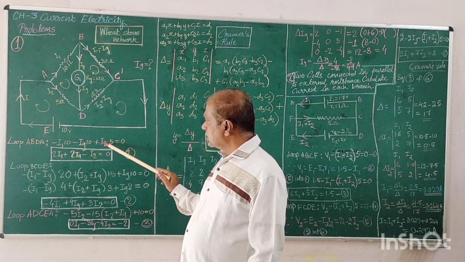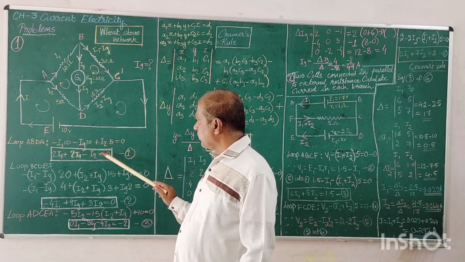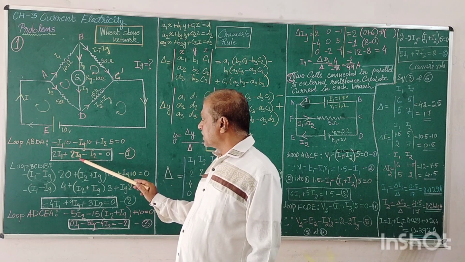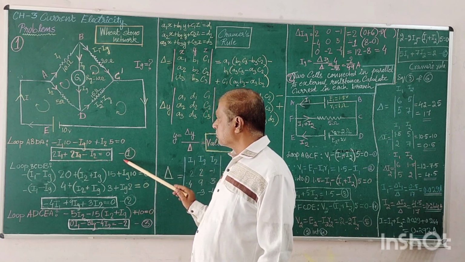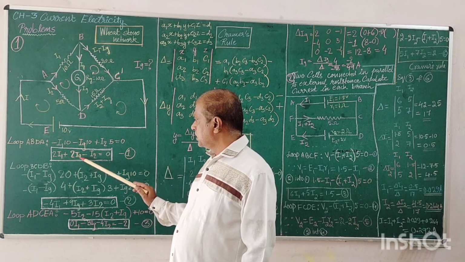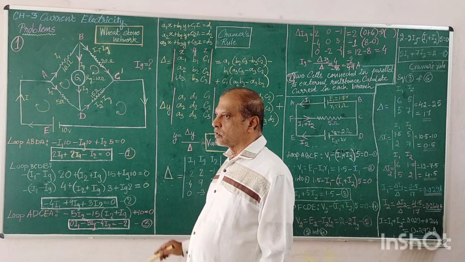And to simplify, this equation is divisible by 5. Divide throughout by 5, you get this equation, and take it as minus and plus. This is equation 1, a function of I1, Ig, I2. It is from loop 1.